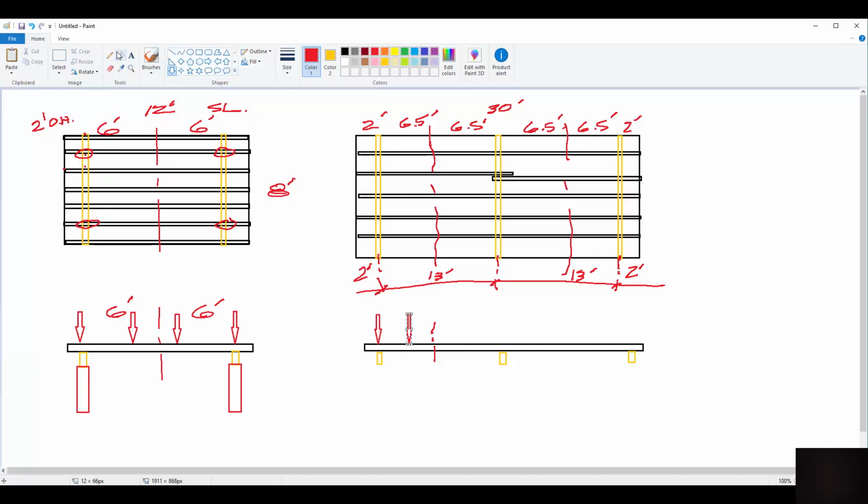Okay, so let me just make sure that I've got the right dimensions for that. So that is 6.5 feet and 2 feet, which in this particular case is 8.5 feet. And when I say 0.5 feet, I mean half foot. So it's 8 foot 6 inches.